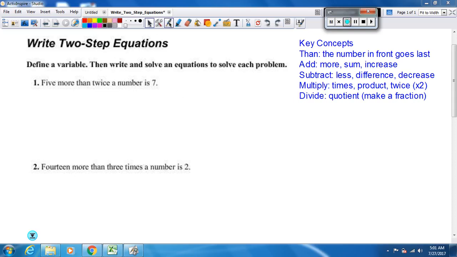Okay, so first step is to define a variable. Define a variable means you have to tell me what letter you're going to use and what that represents. So I'm going to let n be or equal a number.